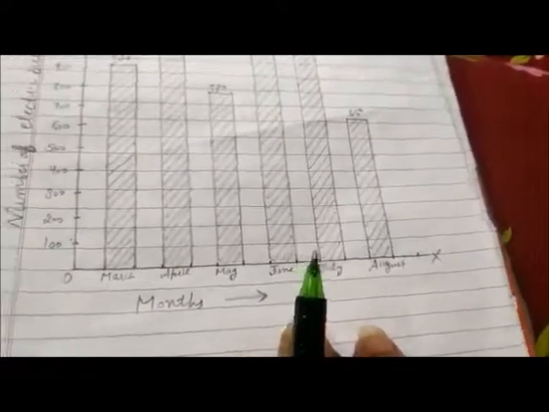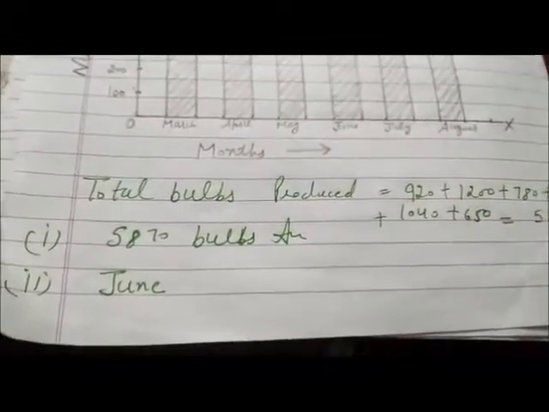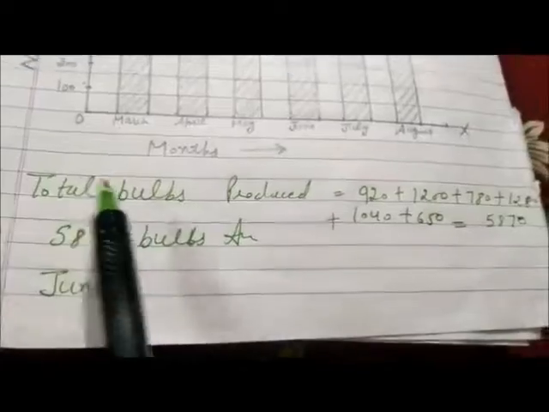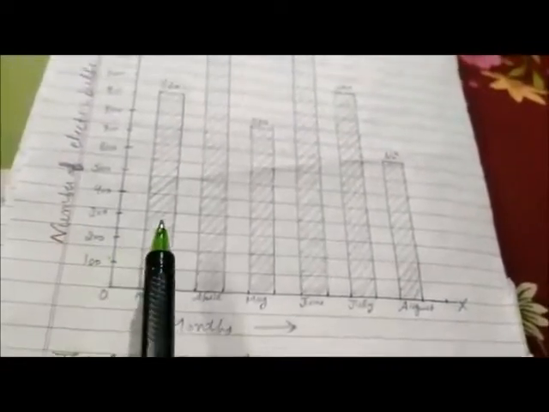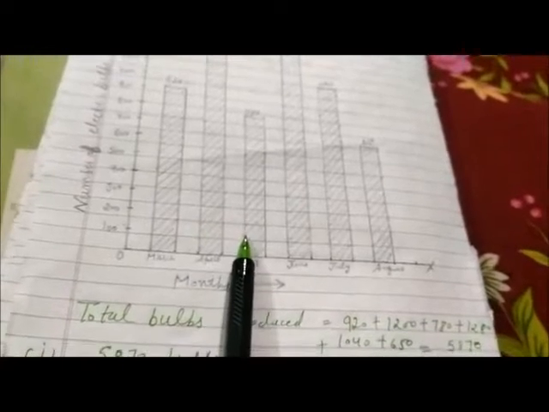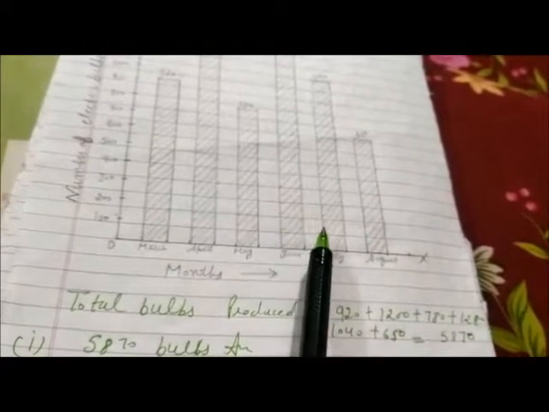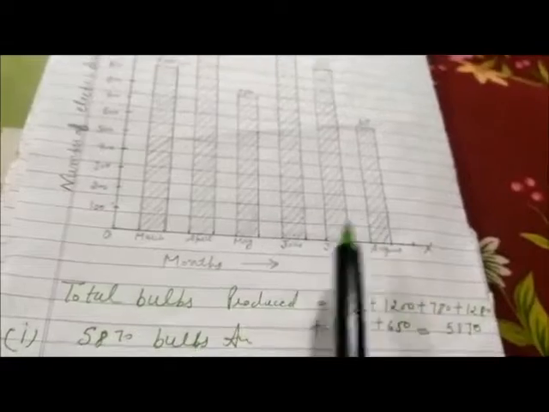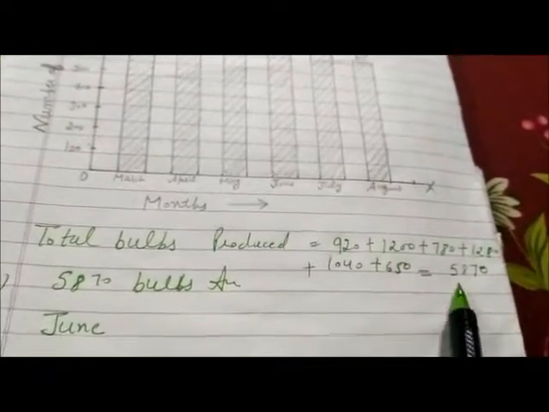Now with this method we will draw the bar graph. After that we will give the answer of the given questions. Now first question is total number of electric bulbs produced. Total bulbs produced: first is 920, then 1200, then 780, then 1280, then 1040, then 650. We will add it. It will come 5870.